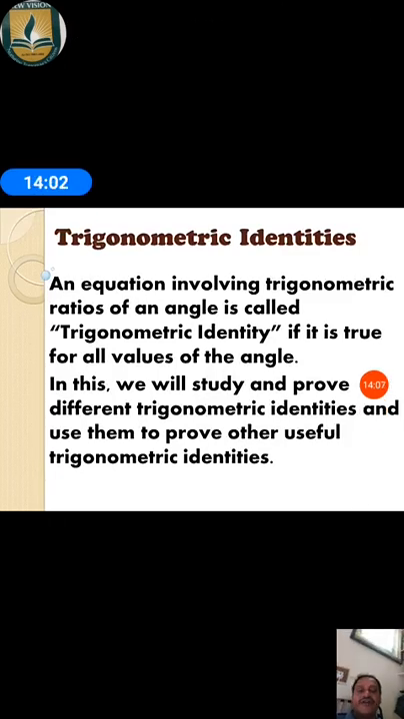Trigonometric identities. An equation involving trigonometric ratios of an angle is called a trigonometric identity if it is true for all values of the angle. In this, we will study and prove different trigonometric identities and use them to prove other trigonometric identities. Whenever you substitute a value, if the left hand side is equal to the right hand side, then we call it an identity, and in trigonometry, it is called a trigonometric identity.